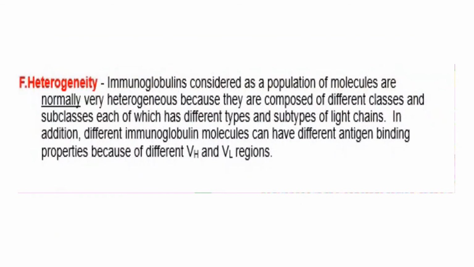Now we will talk about immunoglobulin heterogeneity. Immunoglobulins, considered as a population of molecules, are normally very heterogeneous because they are composed of different classes and subclasses, each of which has different types and subtypes of the light chain. In addition, different immunoglobulin molecules can have different antigen binding properties because of the different variable heavy and variable light chains.